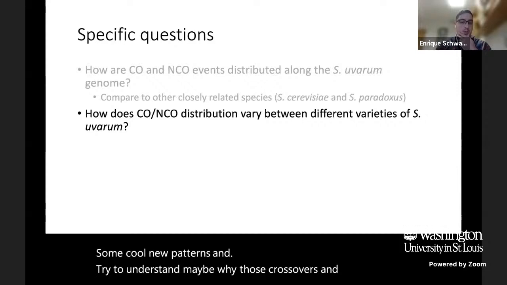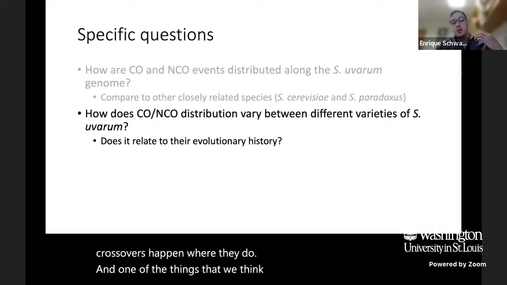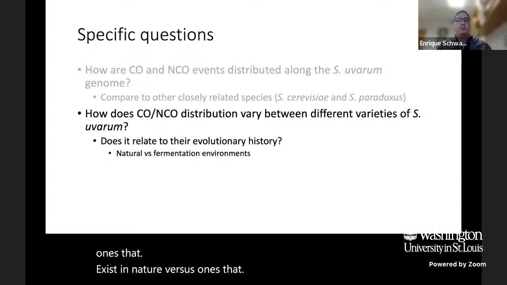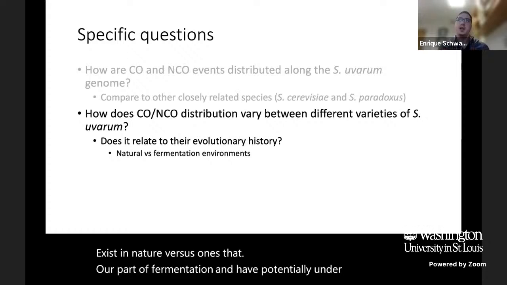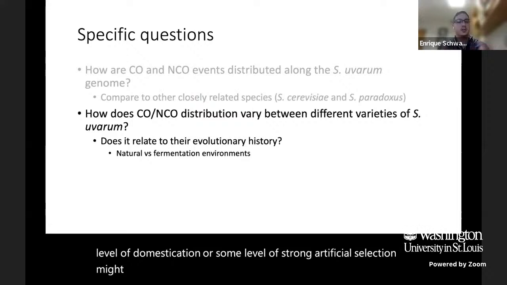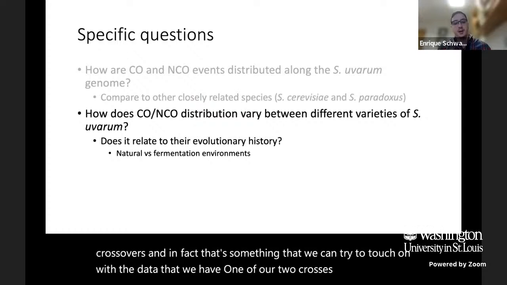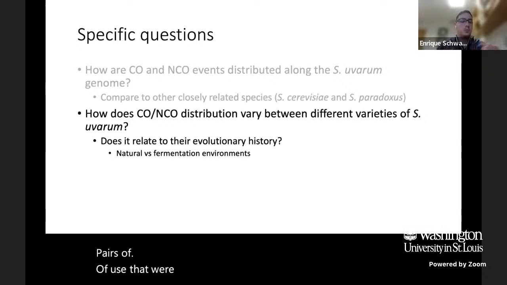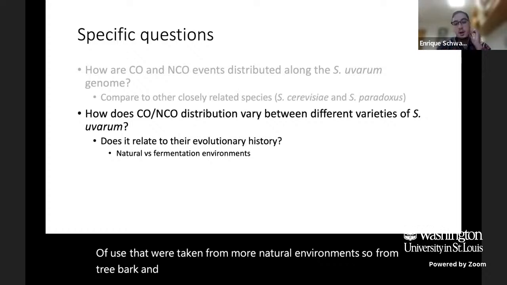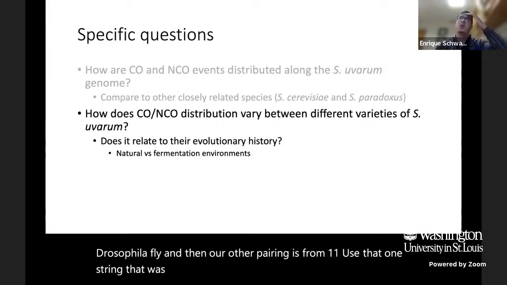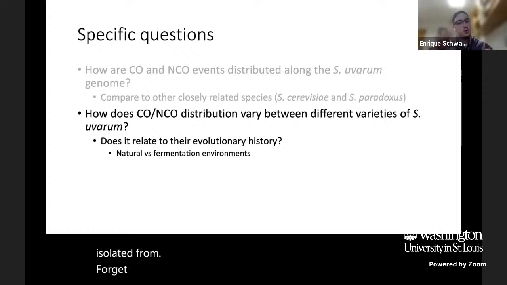One of the things that we think might be the case is that it has something to do with its evolutionary history, right? Maybe strains that exist in nature versus ones that are part of fermentation and have potentially undergone some level of domestication or strong artificial selection might have different distributions of crossovers and non-crossovers. And in fact, that's something we can try to touch on with the data that we have. One of our two crosses is between a pair of yeast that were taken from more natural environments, from tree bark and from a Drosophila fly. And our other pairing is from one strain that was isolated from wine, and one that was isolated from, I forget the word for it, but after you press on the grapes, but before they turn into wine.